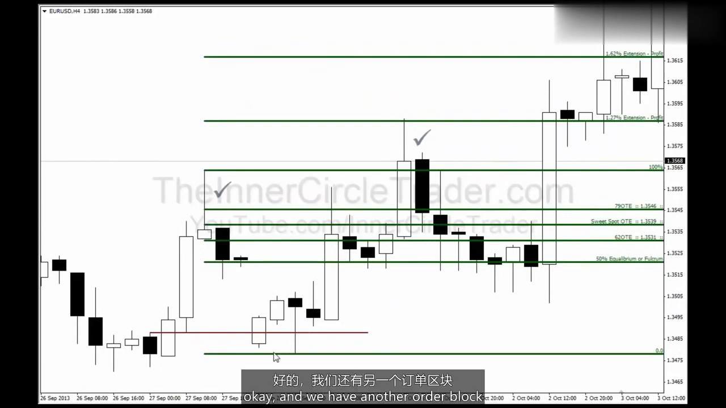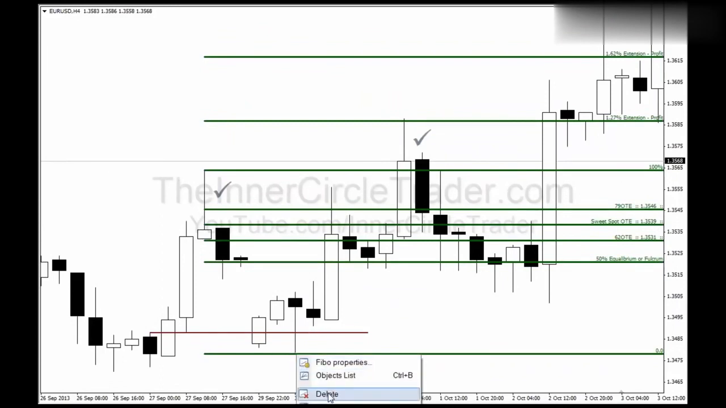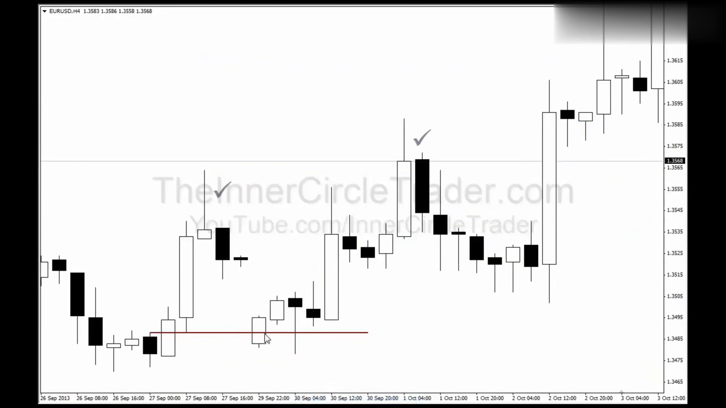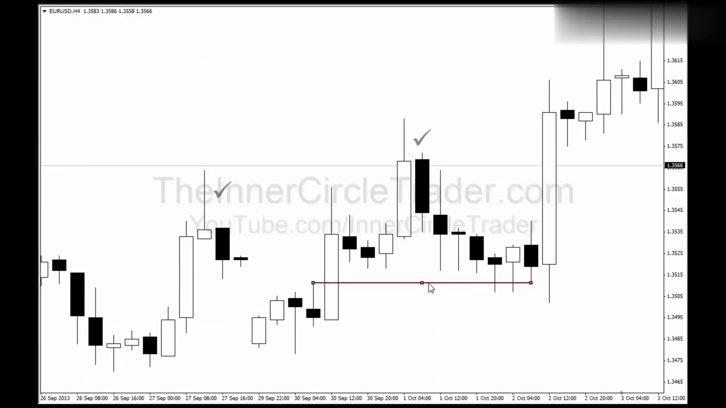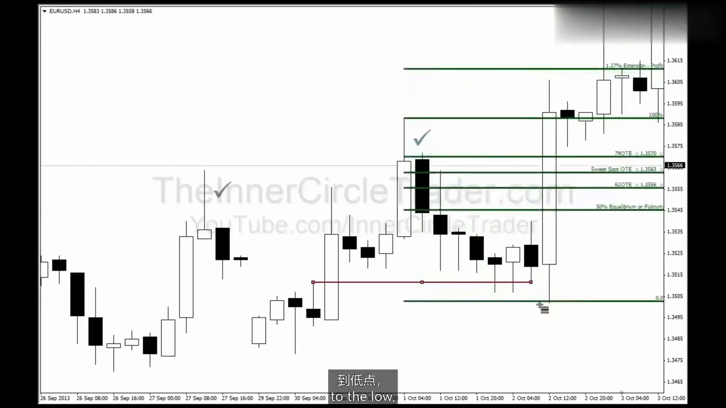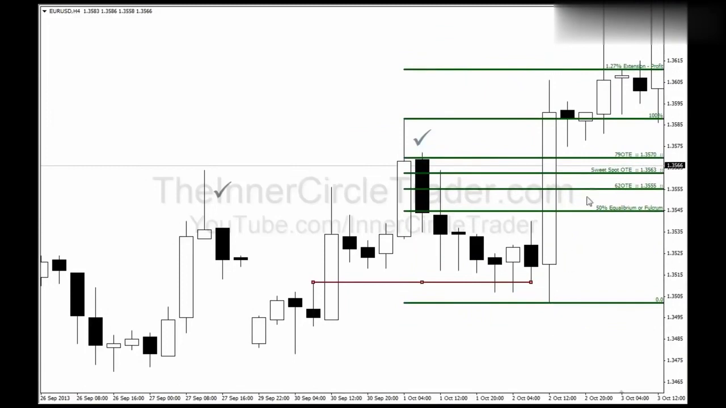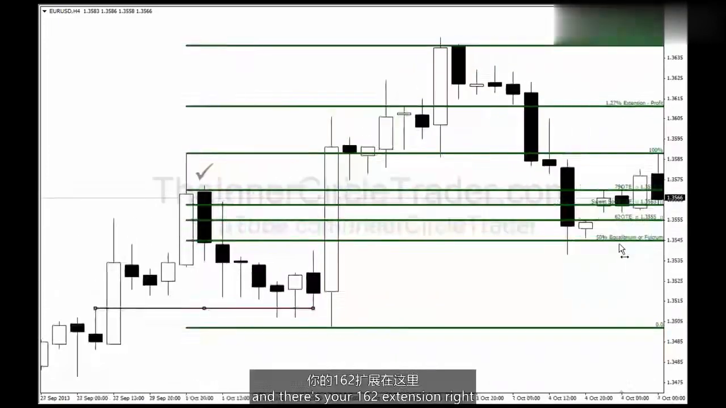We have another order block right here. Price rallies from this low up to this high. We're not going to draw the fib in here, optimal trade entry. The high down to the low. Here's your 127, hits it handsomely. And there's your 162 extension right there.